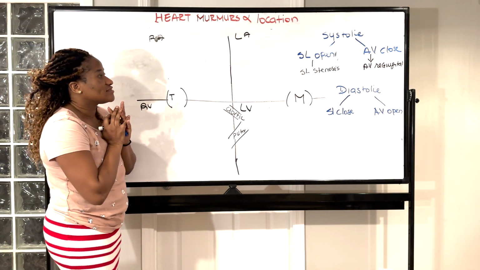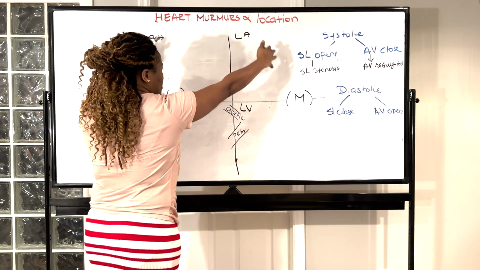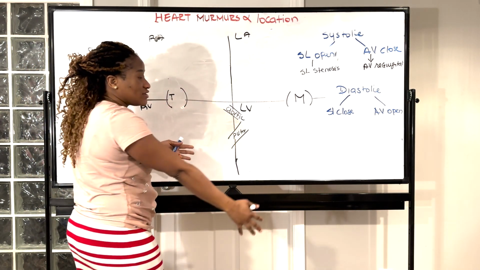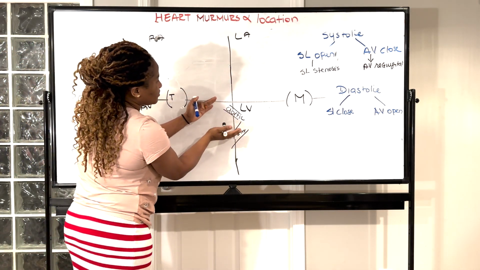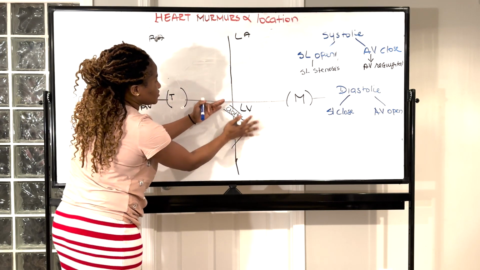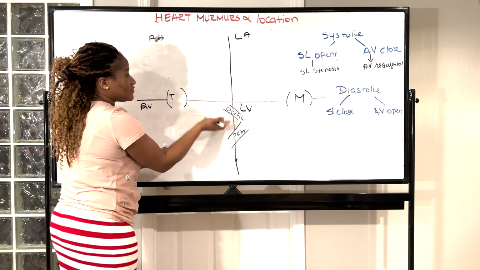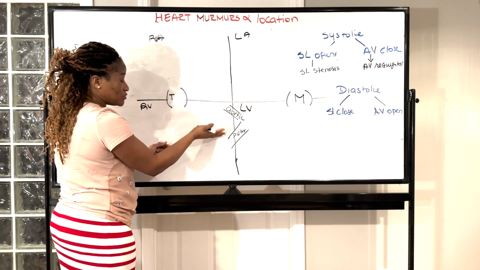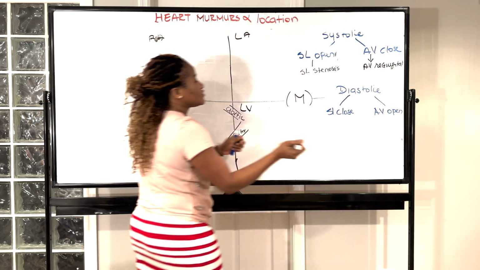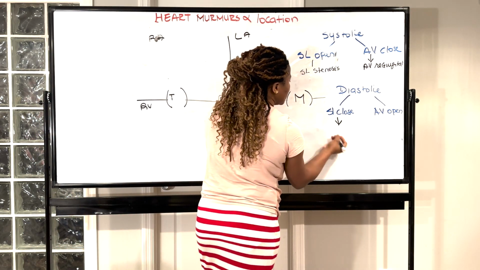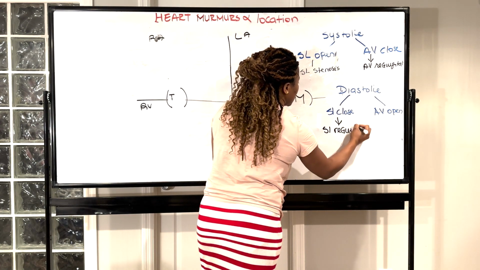Now let's talk about diastolic. During diastolic, the atria are contracting, pumping the blood down into the ventricles. So what happens if these valves don't close during diastolic? If they don't close when they are supposed to close, that means they are regurgitating the blood. So that is going to give you a diastolic murmur. SL regurgitation.